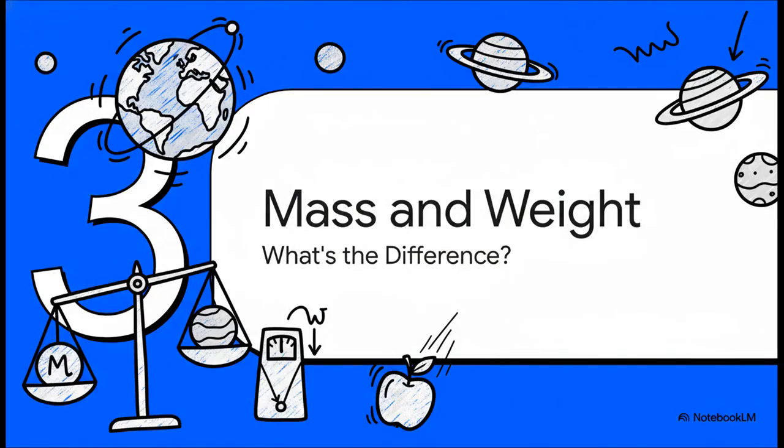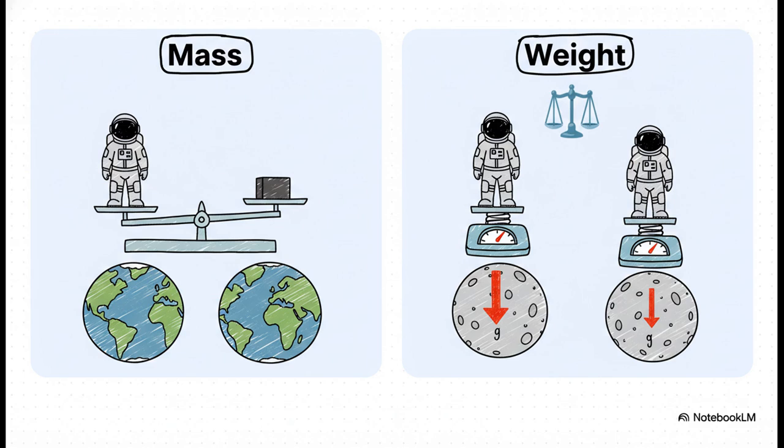So, all this talk about gravity leads us to another topic which often confuses students. What is the difference between mass and weight? In everyday language, we use them to mean the same thing, but in physics, they are completely different. Let's clear this up once and for all. This table really explains it all.